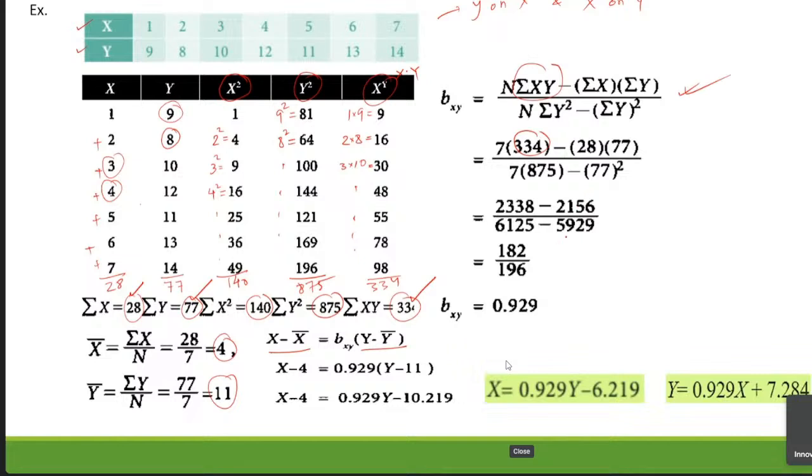After the calculation, we can get the value of bxy as this, and in floating point value, it is calculated at 0.929. So we will just put it into the equation of x on y. After putting in each and every value, we get the equation of x on y after the simplification. You can see the bxy value basically represents the slope.